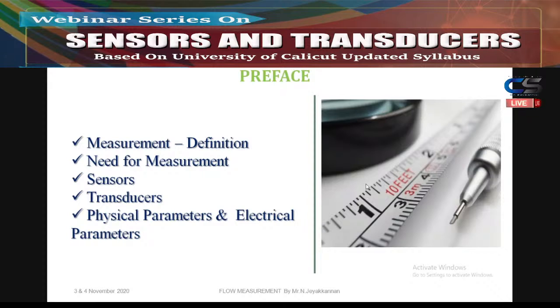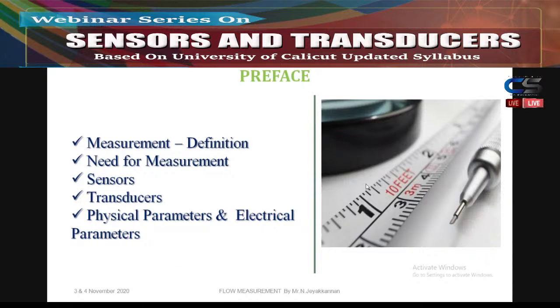So whenever an obstacle is passing towards both sides of the sensor, the sensor will get an output and it will open the door automatically. Okay, so this is a type of sensor which we are using.